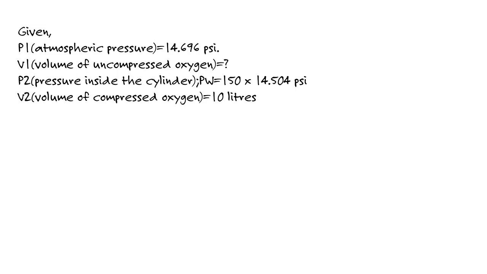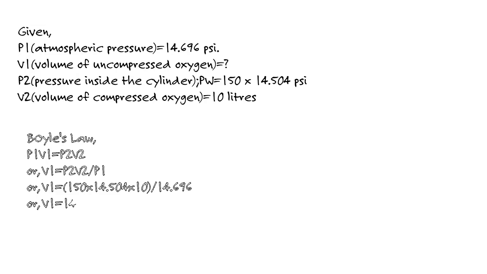If P1 is the atmospheric pressure, which stands at 14.696 psi, and V1 is the unknown volume of uncompressed oxygen inside, and P2 is the pressure inside the cylinder, which is 150 bars in this example, converted into psi, and V2 is the volume of compressed oxygen, that is 10 liters in this case. Then, using Boyle's law, we can calculate V1, which comes out to be 1480 liters. So, this is the volume of uncompressed oxygen that has been filled up inside the cylinder.